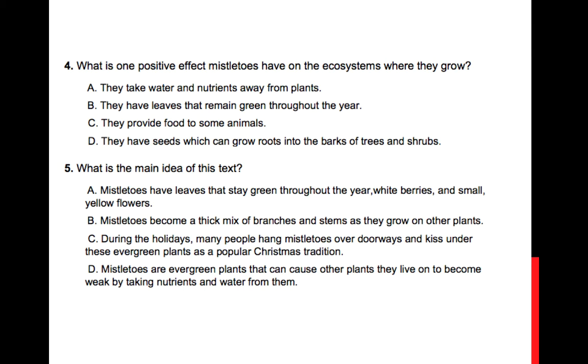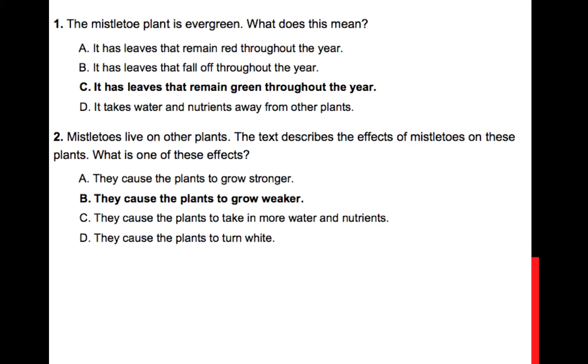All right, let's check your answers. For number 1, what does evergreen mean? Did you pick C, that it has leaves that remain green throughout the year? Number 2, which one did you pick? Mistletoe live on other plants. The text describes the effects of mistletoes on these plants. What is one of these effects? Did you pick B? They cause the plants to grow weaker.